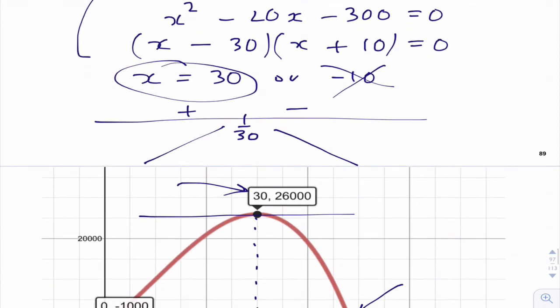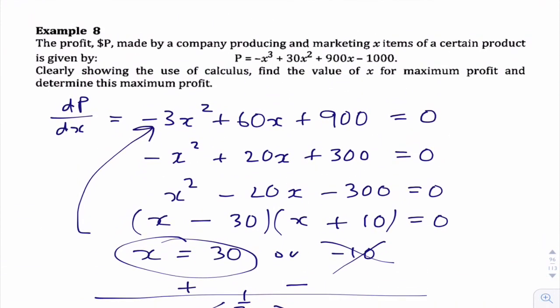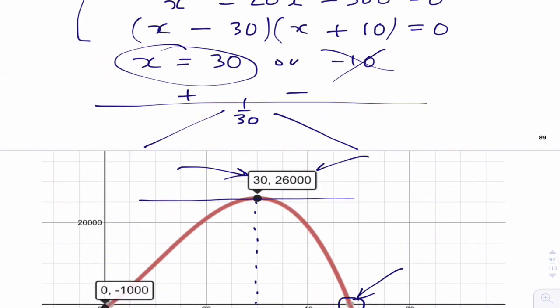So then you can see that the value you found is a maximum value. And again, if the question said, what is the profit? You could do that also. And all you need to do is substitute x equals 30 back into the original equation for the profit. And if you did that, you would get $26,000 for the profit when we produce 30 items.